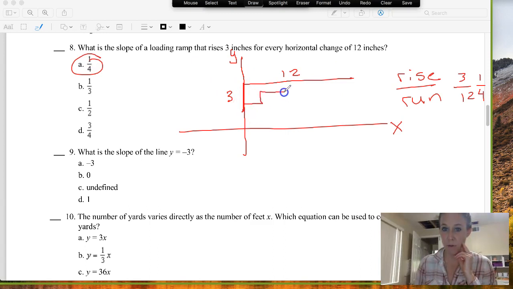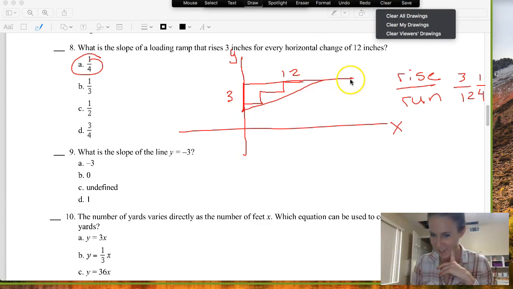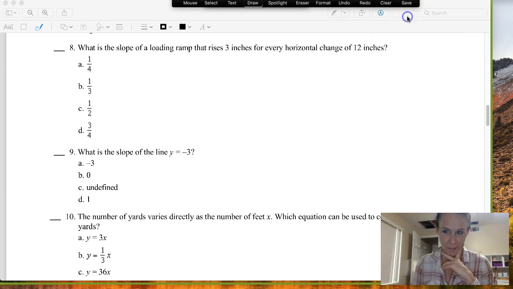Rise 1, run 4, rise 1, run 4. Shorter steps. Either way, you're going to create that same line. Okay? And I didn't draw that very well, but either way you'll create the same line, because this should have connected there. Okay, with those points. What is the slope of the line y equals -3?